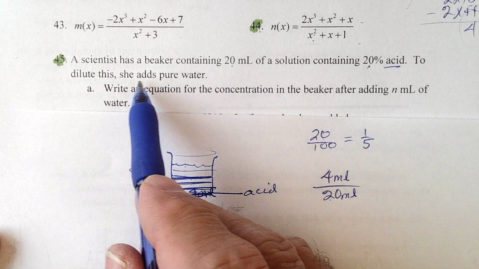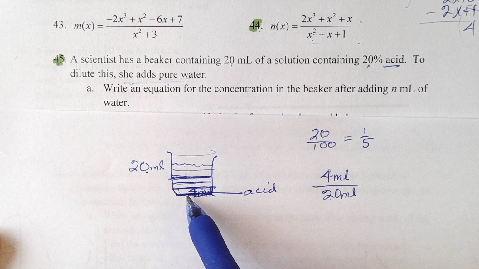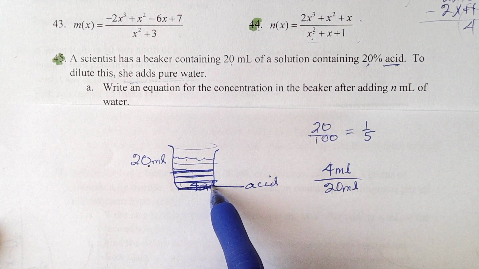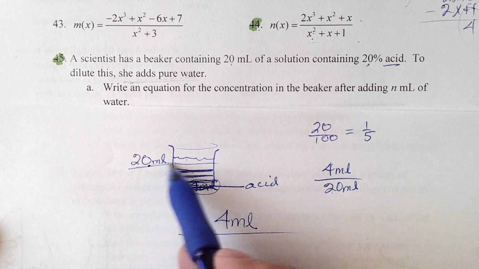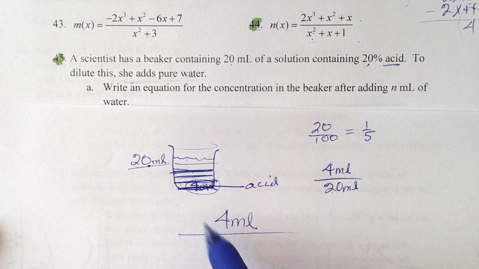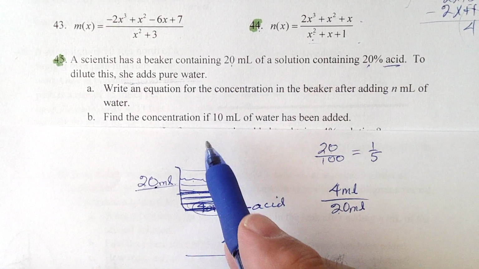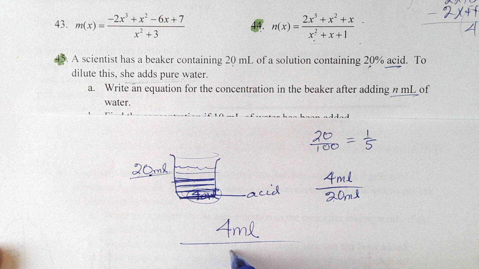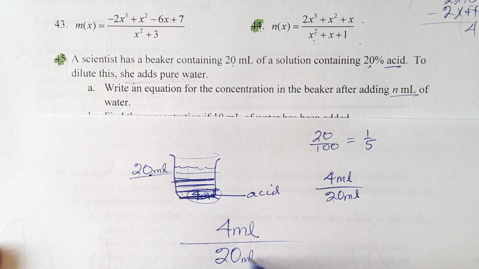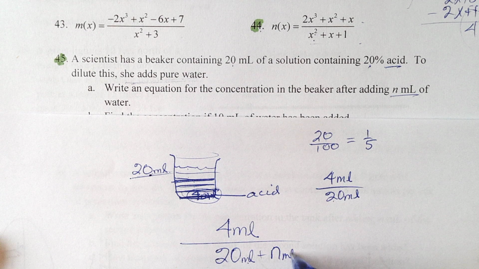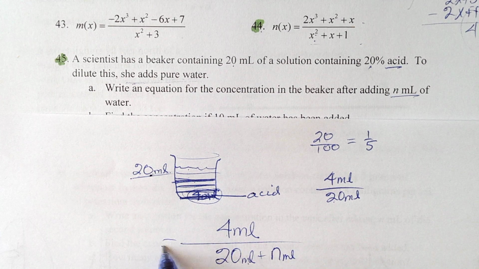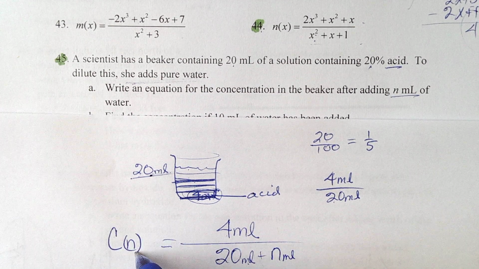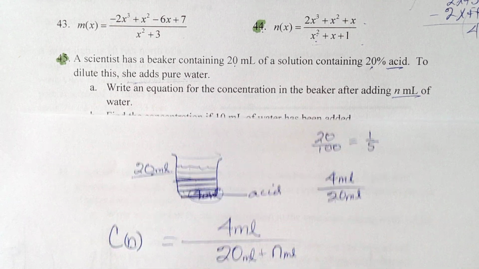Now, they're saying she's going to add pure water. So now this will have the same amount of acid, and it'll have a solution that's 20 milliliters, counting the acid, plus n milliliters more of water added to it. So it's going to be 20 mLs of acid and water plus n milliliters of water. No more acid, so I'm not adding anything here. And so this would be the concentration based on the number of milliliters of water added to the whole thing.